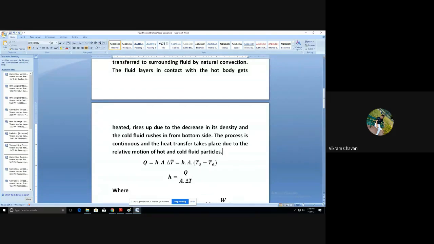If you put this statement in equation format, we can write Q = h × A × ΔT, where h is the proportionality constant, A is the surface area available for heat transfer, and ΔT is the temperature difference between the surface and surrounding. ΔT is Ts minus Ta, where Ts is the average surface temperature and Ta is the ambient air temperature.